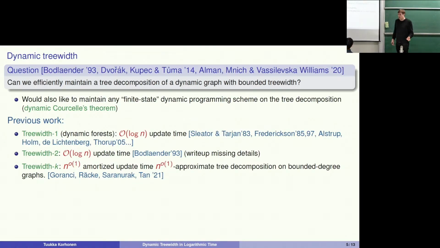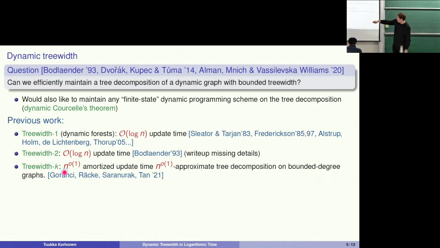You might have heard of these expander decompositions of graphs, and they do this expander hierarchy, a hierarchy of expander decompositions, and this essentially corresponds to a tree decomposition, but with some caveats, like it works on edge cuts rather than vertex separators. So this works only on bounded degree graphs. But it maintains a kind of tree decomposition with n to the o(1) update time.